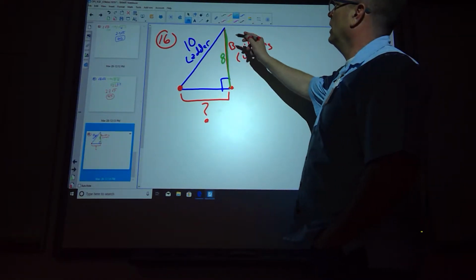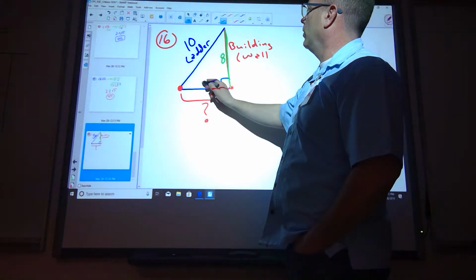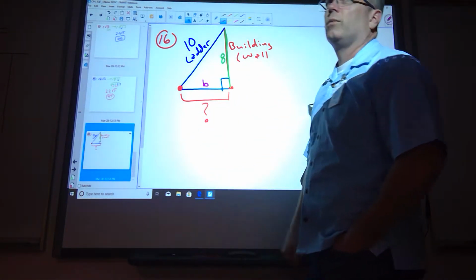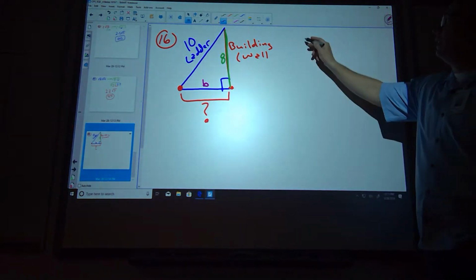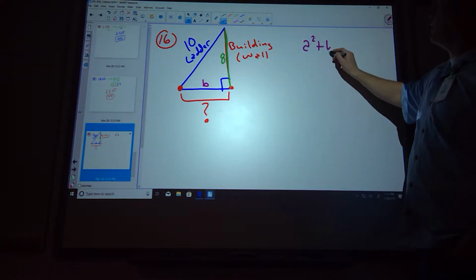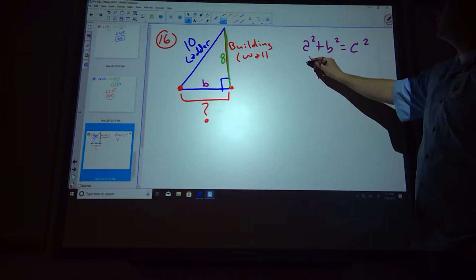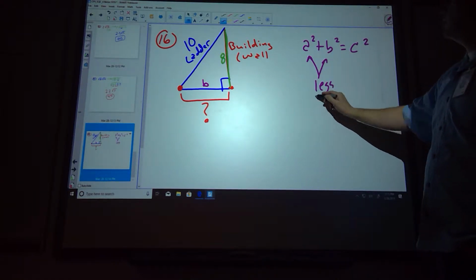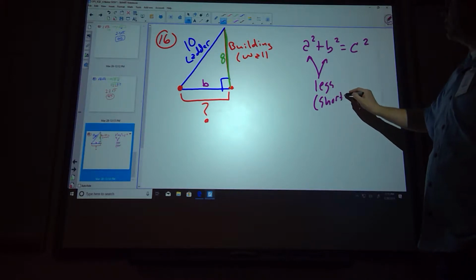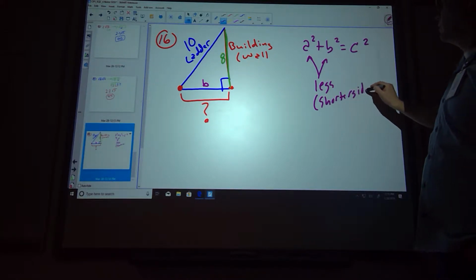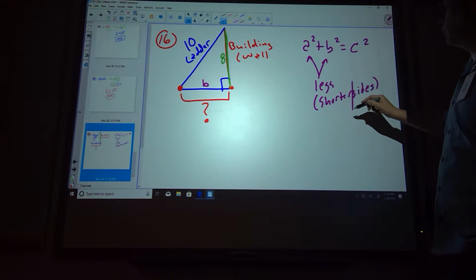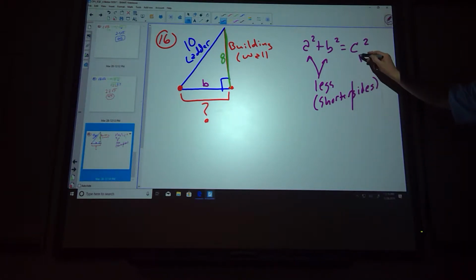Okay, so let's take this and we'll call this our B value. I could have called it A as well. But I think the Pythagorean Theorem, if I remember correctly, is this, where these are the legs. That's also known as the shorter sides. And then this is called the hypotenuse. We'll just call it hip. The hypotenuse of a right triangle is always the longest side.